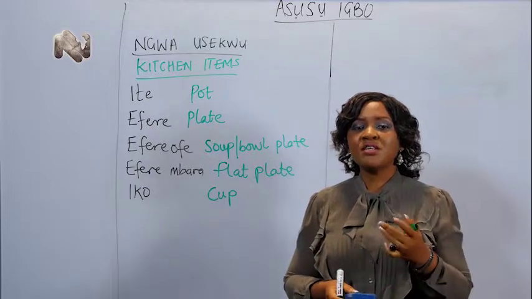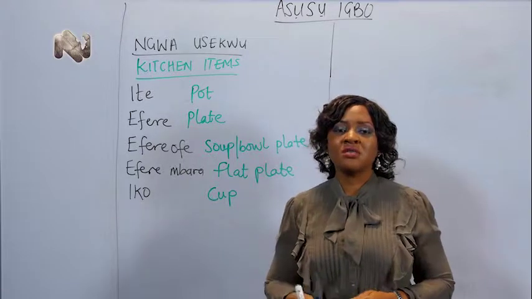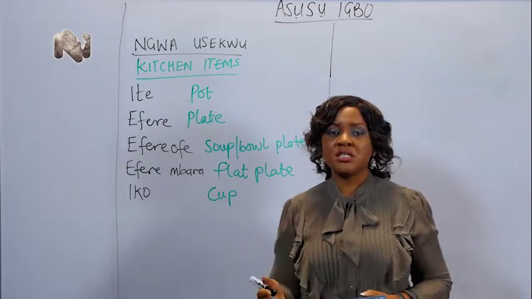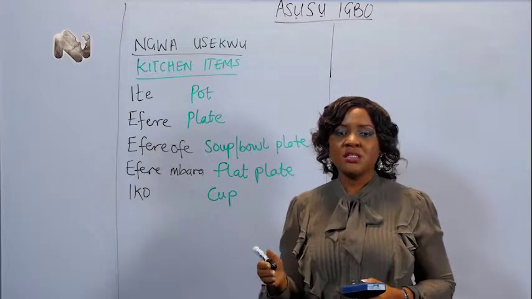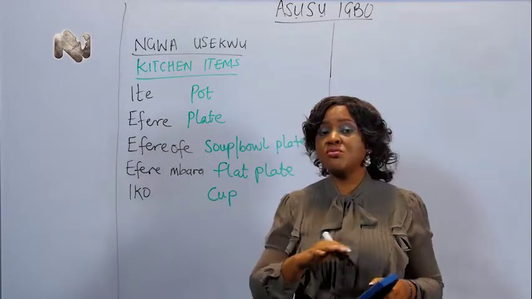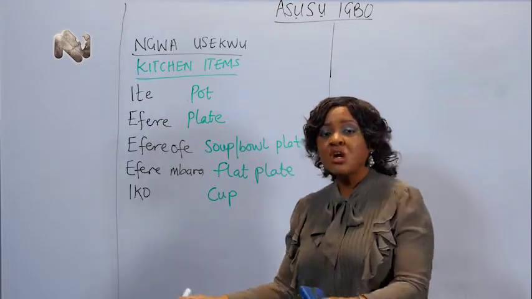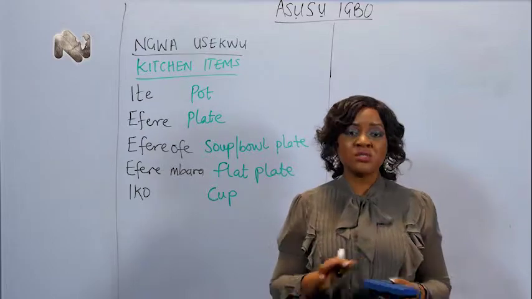We have gas cooker or stove. What we call gas cooker or stove is called osiite. Osiite is used to refer to gas cooker or stove. Or even if it's a charcoal stand or firewood stand, it is osiite.